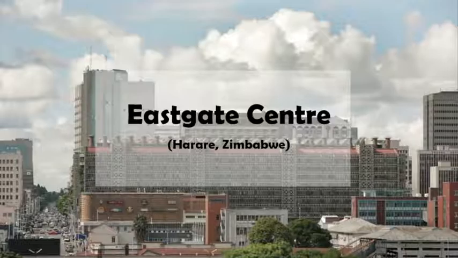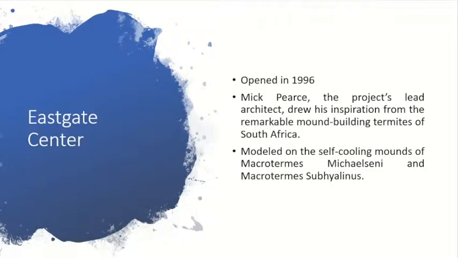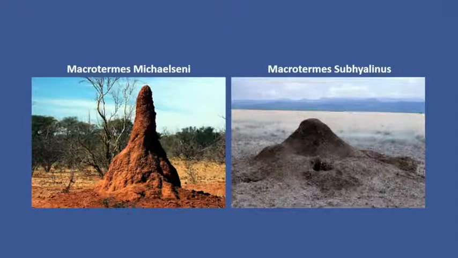Eastgate Center is located in Harare, Zimbabwe. It opened in 1996. Mick Pierce, the lead architect of the project, drew his inspiration from the remarkable mound building termites of South Africa. He modeled the self-cooling system of the building to the mounds of Macrothermes michelseni and Macrothermes subhyalinus. To the left is an example of the mound of Macrothermes michelseni, and to the right is an example for Macrothermes subhyalinus.